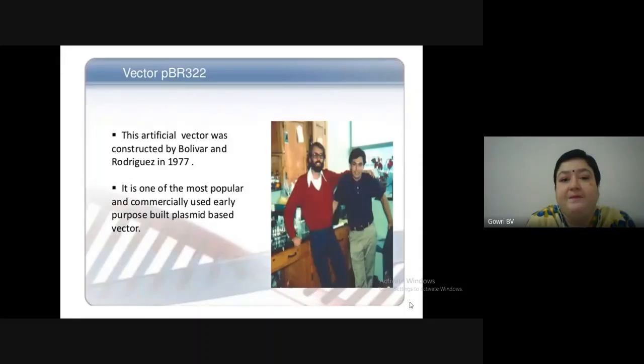So they are Bolivar and Rodrigues. This artificial vector was constructed by them in the year 1977. So it is one of the most popular and commercially used early purpose-built plasmid-based vector systems. So the first artificially constructed vector system that is used up to date for gene cloning experiments is pBR322, which was constructed by Bolivar and Rodrigues in the year 1977.